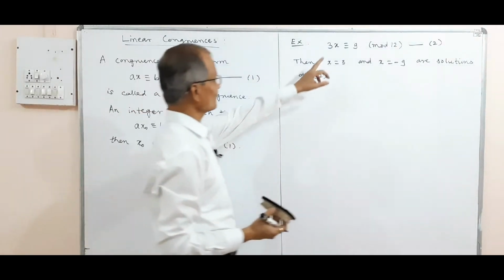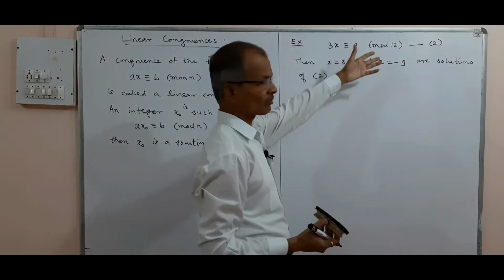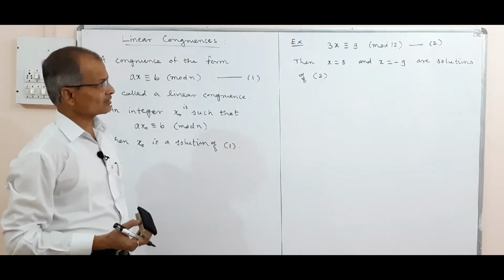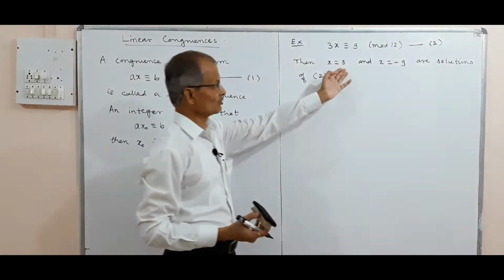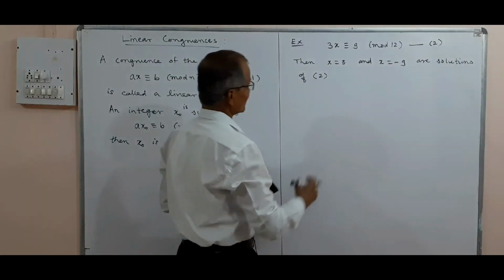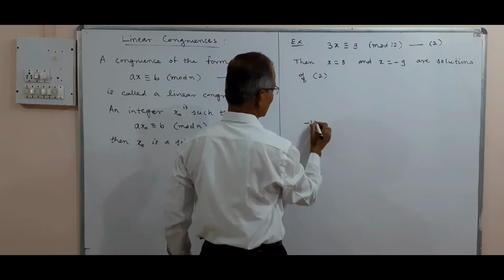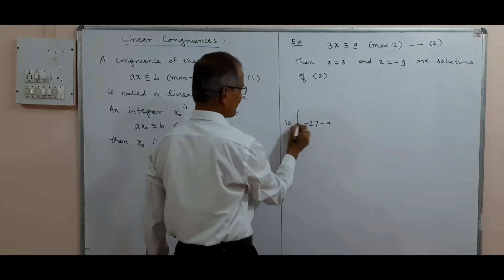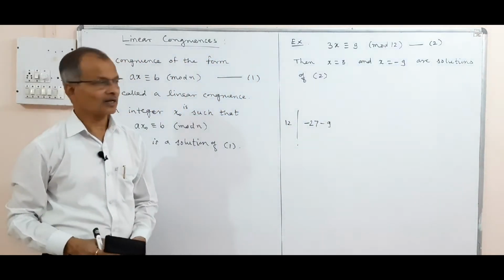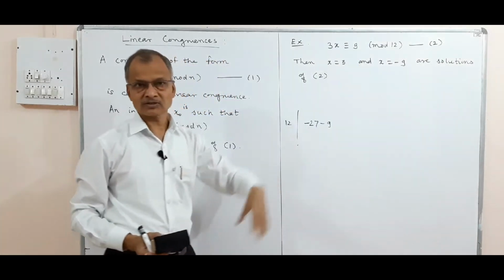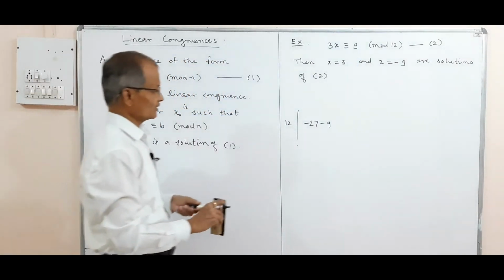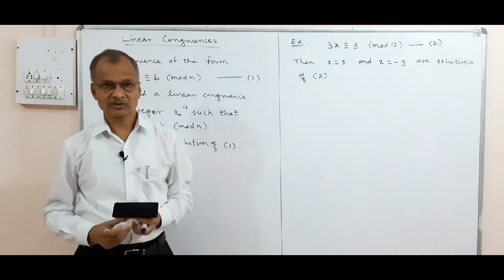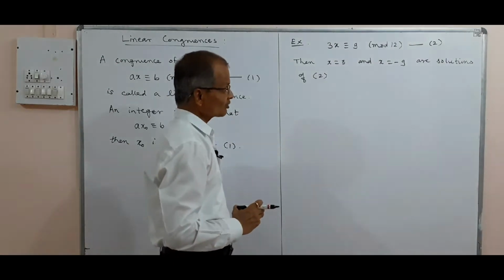Put x is equal to 3, then it is 9. 9 is congruent to 9 under any modulus. So 12 divides 0 and this is a solution. For x is minus 9, 3 into minus 9 is minus 27, and minus 27 minus 9 is minus 36. 12 divides minus 36, and therefore this is also a solution. By definition of congruences we can check. But whether these are the only solutions, that we have to see. And there are other solutions also.